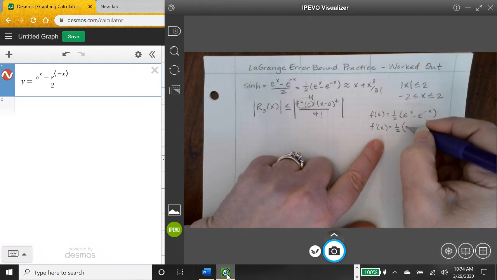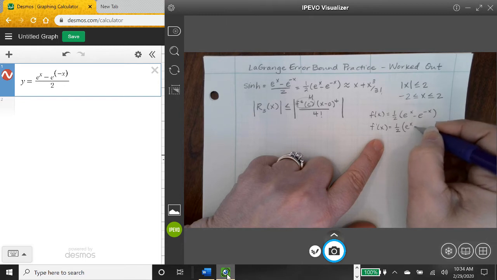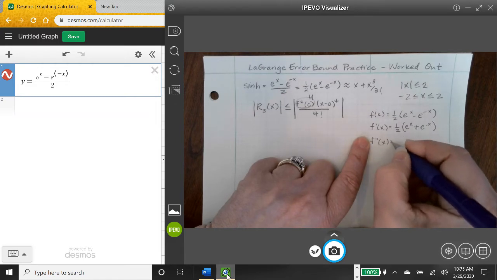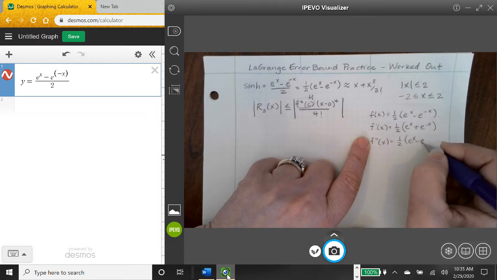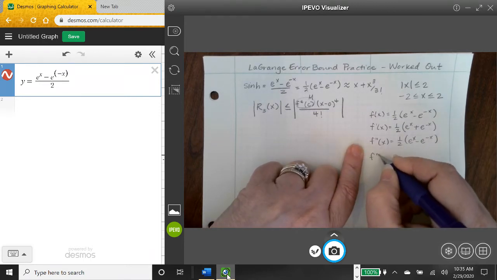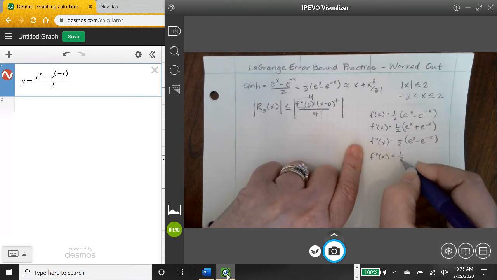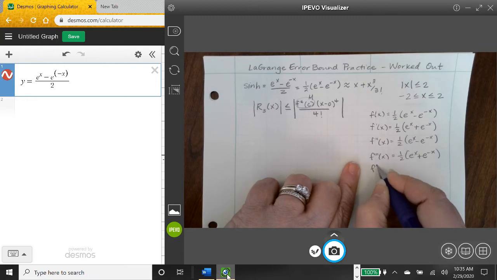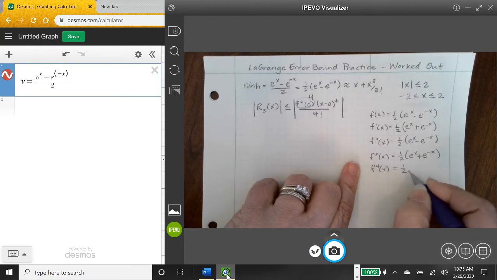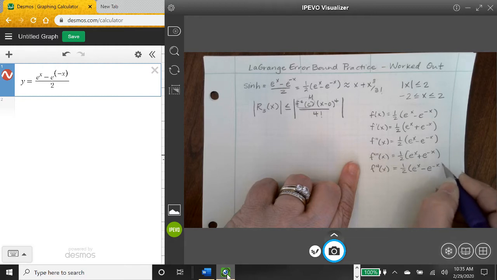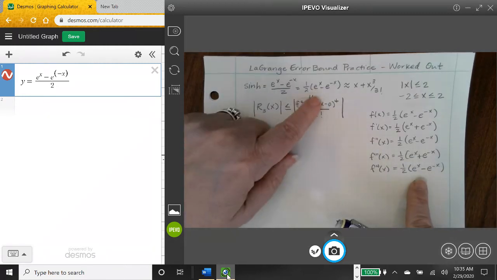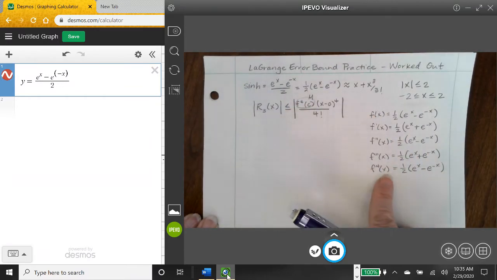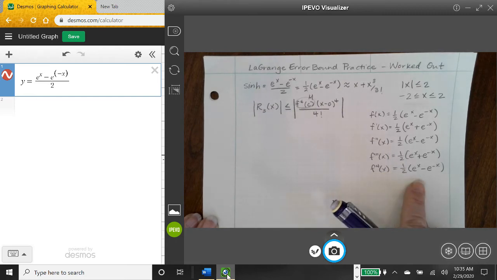And we have e to the x, and I take the derivative of negative e to the negative x, and that's plus e to the negative x. And then take the derivative again, we get 1/2 e to the x minus e to the negative x. Third time, we get 1/2 e to the x plus e to the negative x. And then the fourth derivative is 1/2 e to the x minus e to the negative x. And wow, this looks like what we started with. So the fourth derivative of the sinh function is itself.